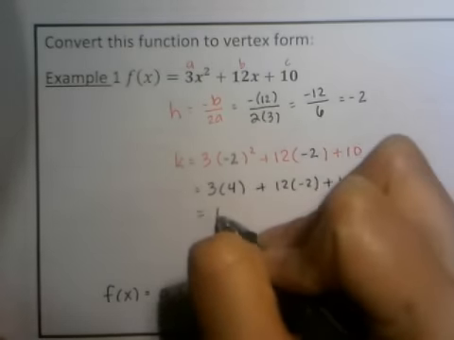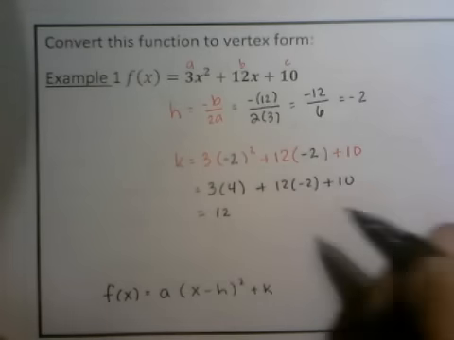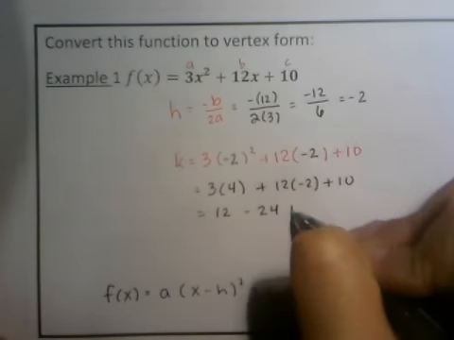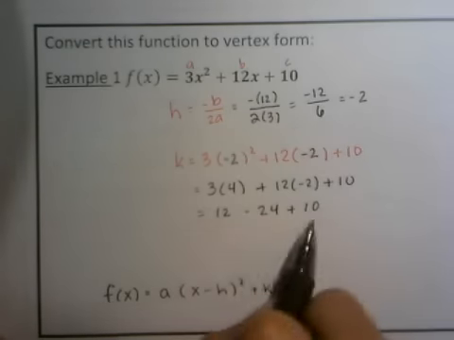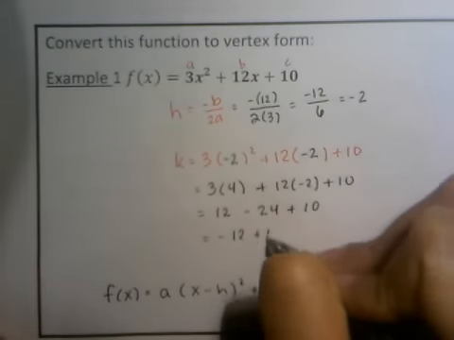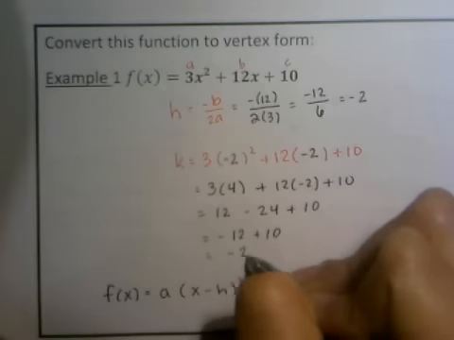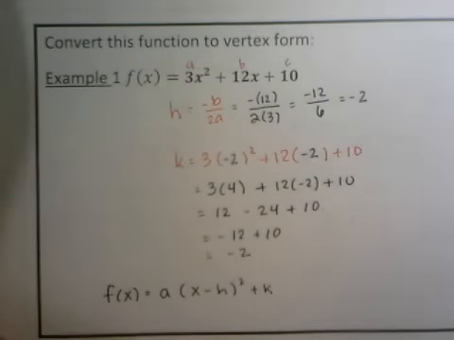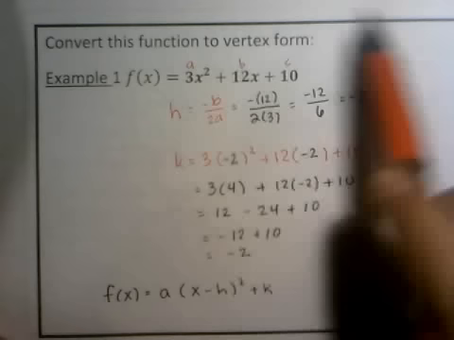Positive 4 times 3 is 12. 12 times negative 2 is negative 24. And then simplifying from left to right, 12 minus 24 is negative 12. And negative 12 plus 10 is negative 2. Now that I know h and k, I have most of what I need to write my final formula. The only other thing I need to know is a, and the good news is that a is actually the same a value from standard form, which was 3.